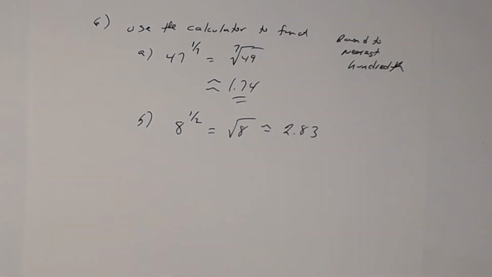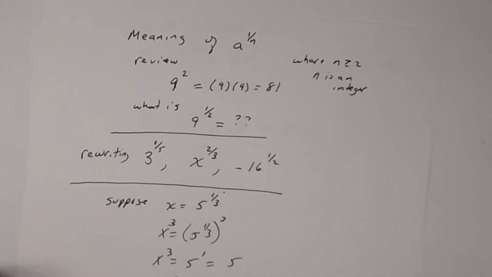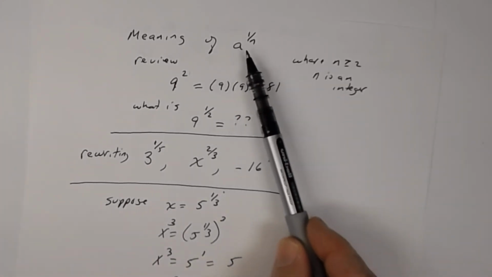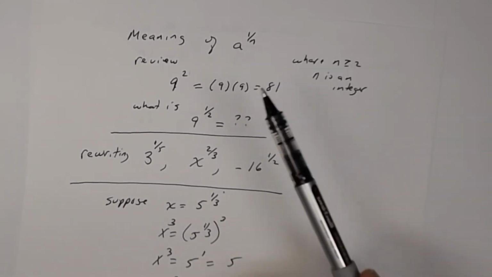All right, so that's going to be the end of this lesson. And remember, this lesson talked about the meaning of when you have a base raised to the rational exponent 1 divided by n, and so that's where you had to change it to a radical.